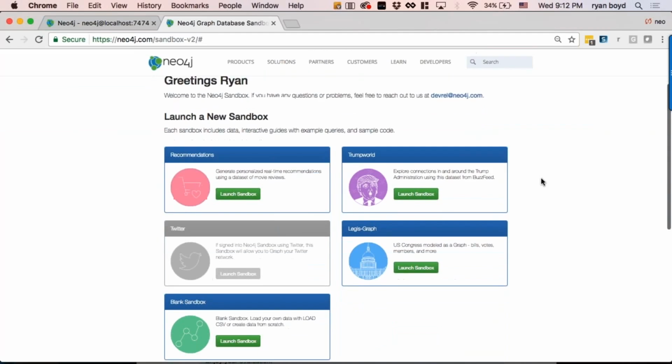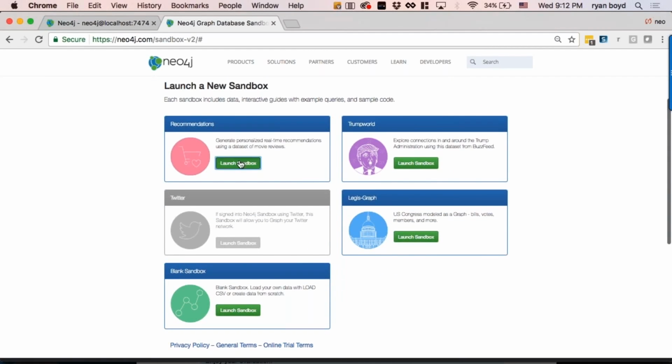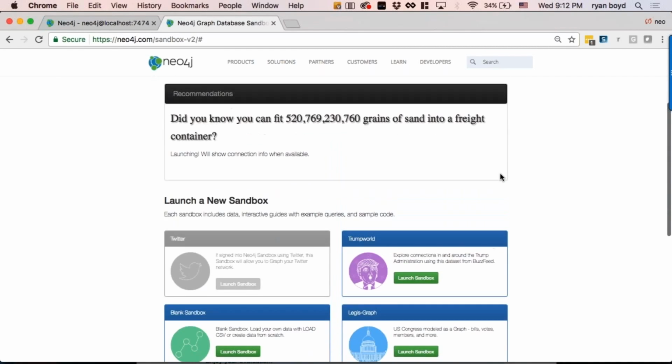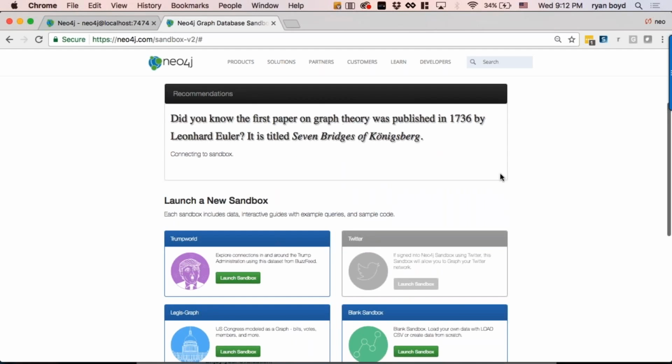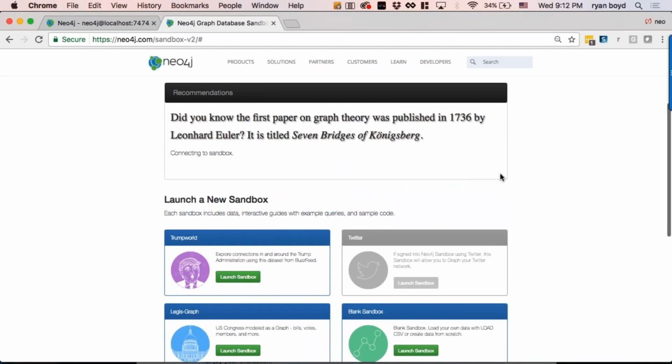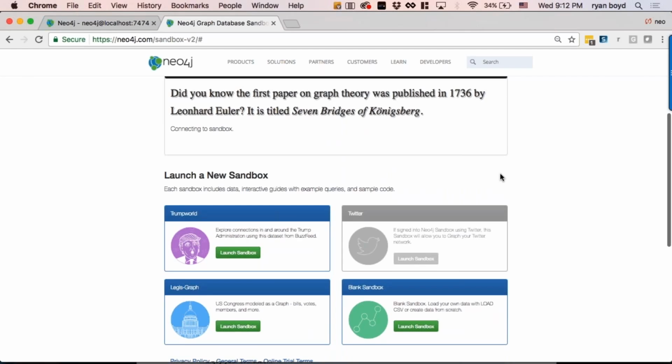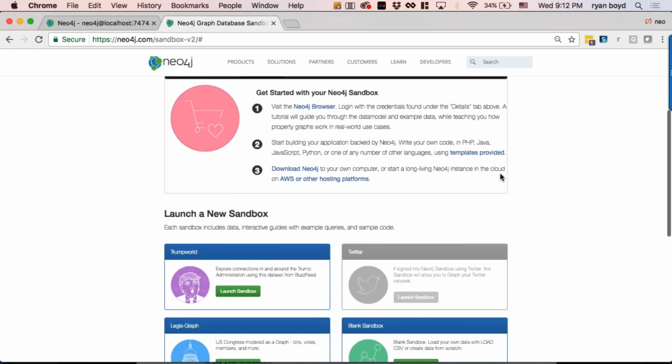And once I'm logged in, I'm given the ability to launch a new sandbox for each of these use cases. So in this case, I'm launching a sandbox for recommendation engines so that I can learn how to build recommendation engines on graph databases. Believe it or not, recommendation engines apply to a lot of different use cases, so you want to check that out.